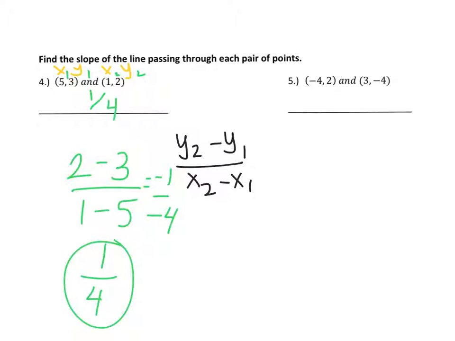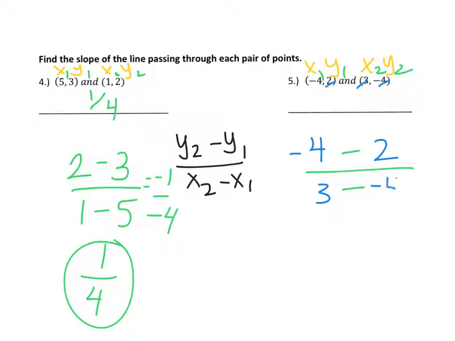We'll do the same thing for number 5. Label, sub in the formula, and solve. So I've labeled everything, and then we follow the formula. y2 minus y1, x2 minus x1, and then just be careful with your integers here. We get -6 over 7 for the slope.